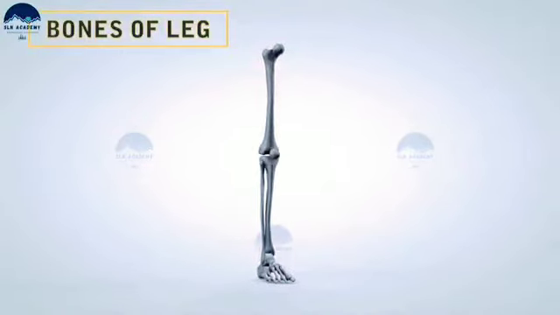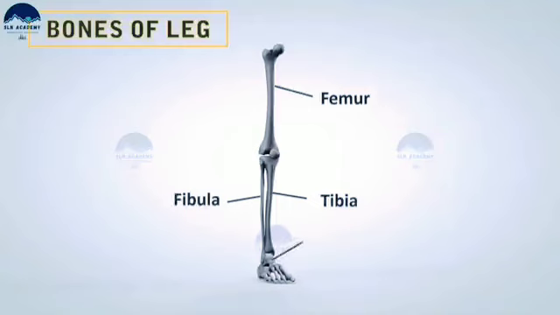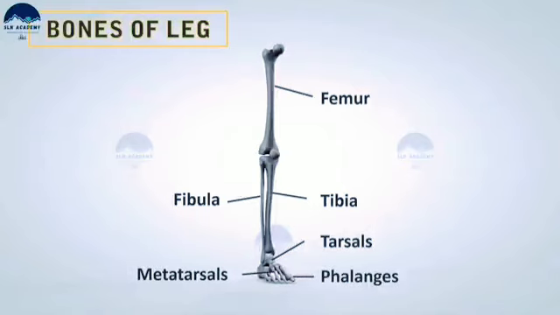The bones of the legs are femur, the thigh bone, tibia and fibula, 7 tarsals, which are ankle bones, 5 metatarsals, and 14 phalanges.